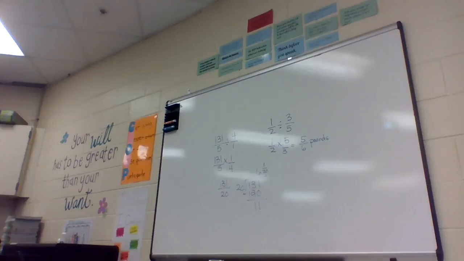All right. Raise your hand if you think A is the correct answer. Raise your hand if you think B is the correct answer. Raise your hand if you think C is the correct answer. Raise your hand if you think D is the correct answer. Okay? The correct answer is B. It says, how many 2/3 cup servings are in 4 cups of soup?